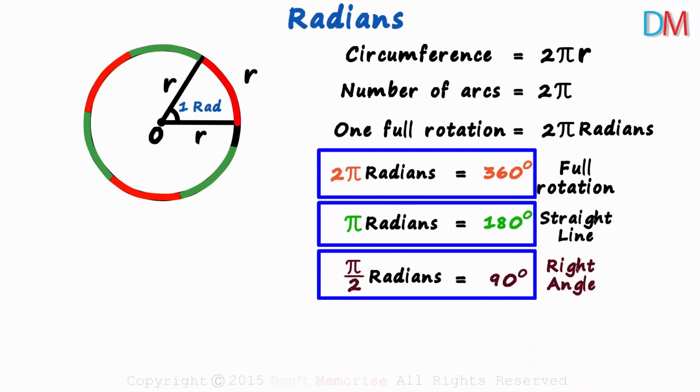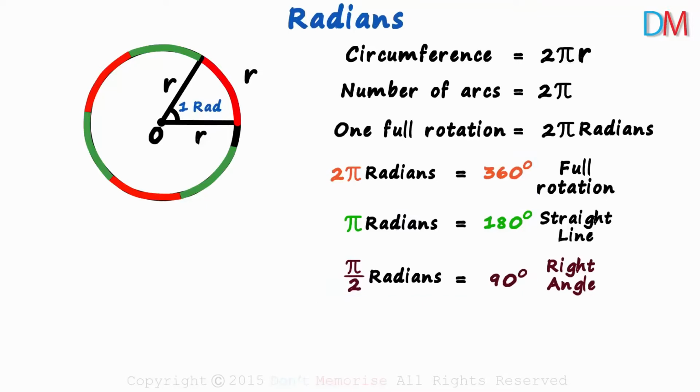These three relations are most important when it comes to conversion between degrees and radians. And we don't really need to remember all three. Knowing just one is enough and we can derive the rest. And now we come to the last and the most important point of this video. What does 1 radian equal to in degrees?